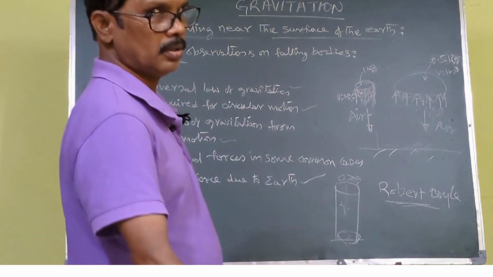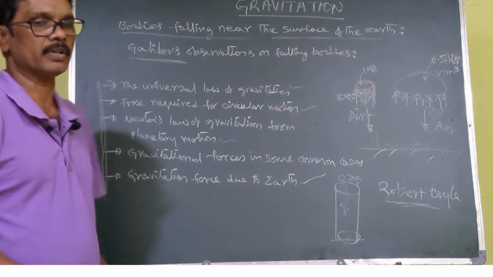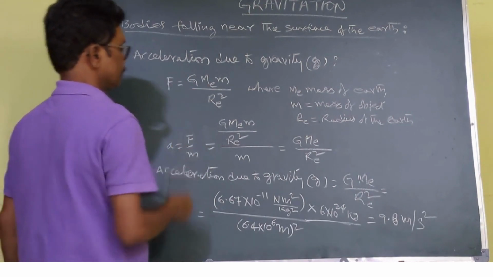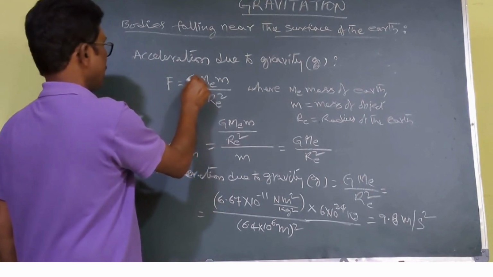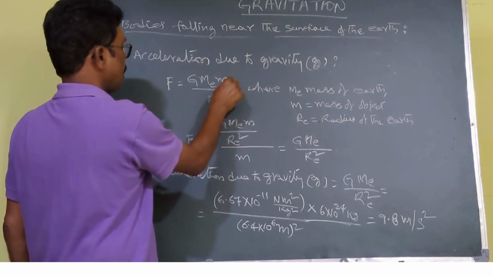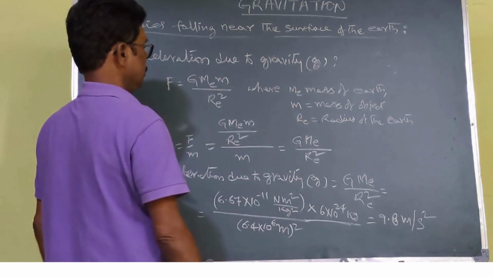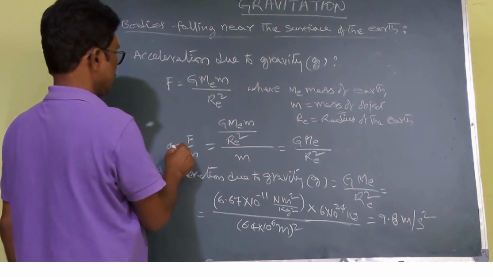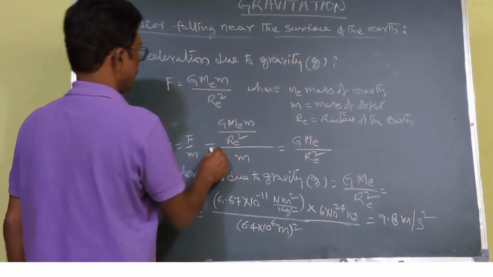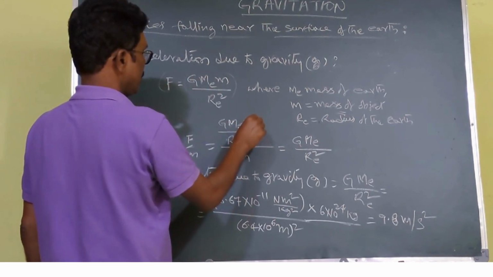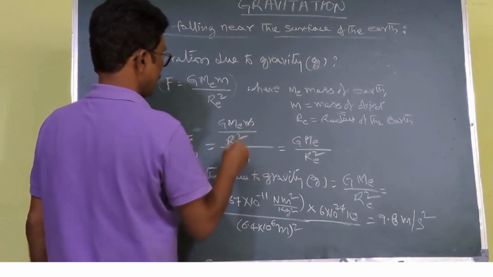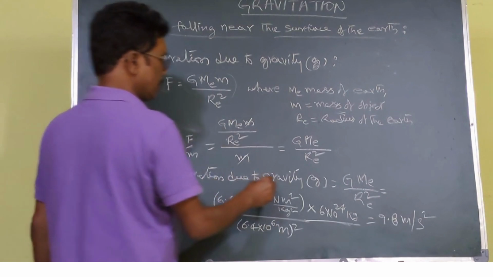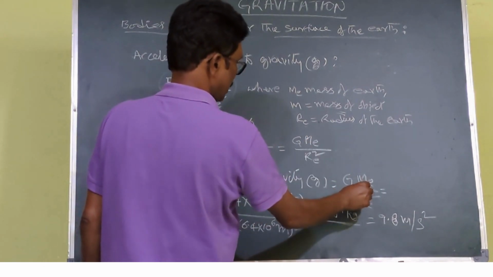Now we can calculate acceleration due to gravity, denoted by small g. We know that force F equals the constant of gravitation G times the mass of the earth times the mass of the object, divided by r squared, where M is the mass of the earth, m is the mass of the object, and r is the radius of the earth. From Newton's second law, acceleration equals force divided by the mass of the object. Substituting the force, G M m divided by r squared, divided by m, the m cancels, so the equation becomes G M divided by r squared. Finally, the acceleration due to gravity g equals G M_e divided by r squared.